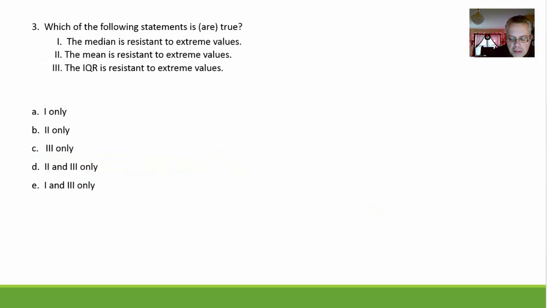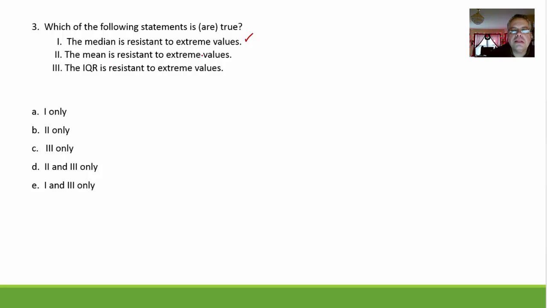This problem was changed just slightly from the homework. It says, which of the following is or are true? The median is resistant to extreme values. That means it's not affected by extreme values. Well, that's true. The median isn't affected. Whatever the median is, you can make the max or the min as small or big as you want, and it doesn't change the median.